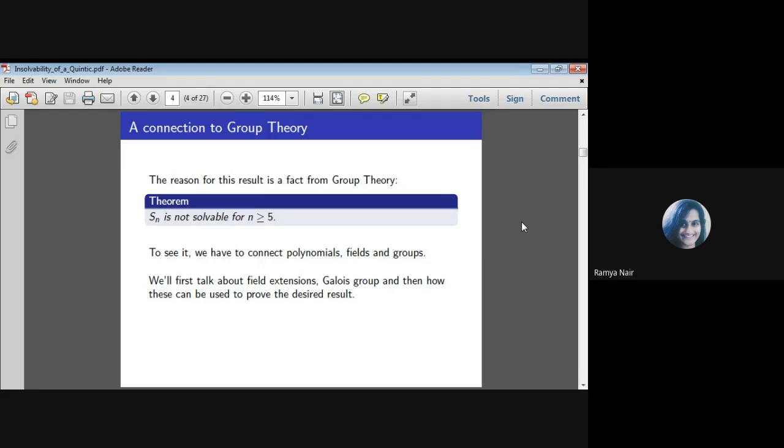But the reason for the answer to that question being no is a fact from group theory. To see all this, we have to connect polynomials and their roots to fields and groups. We'll first talk about field extensions, then about something called the Galois group, and then how all these can be used to prove whatever we intend to prove.